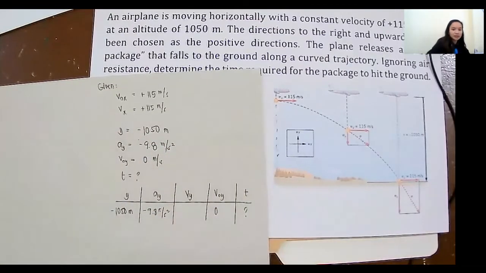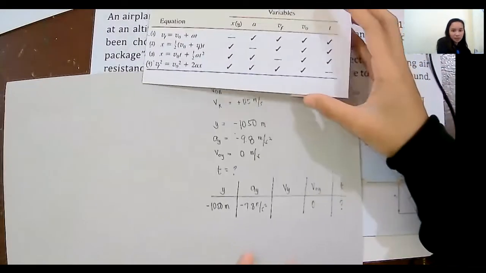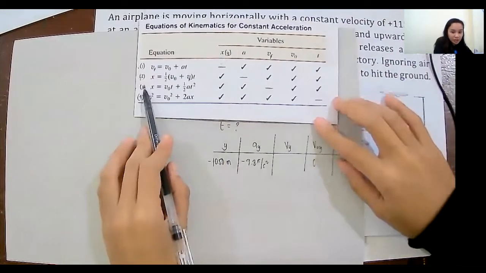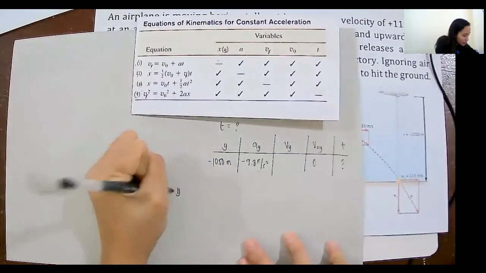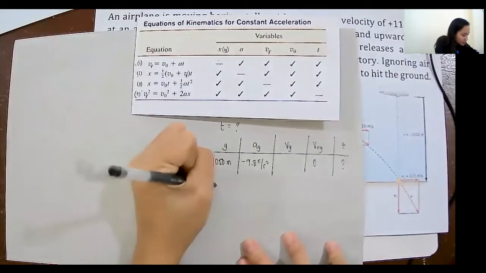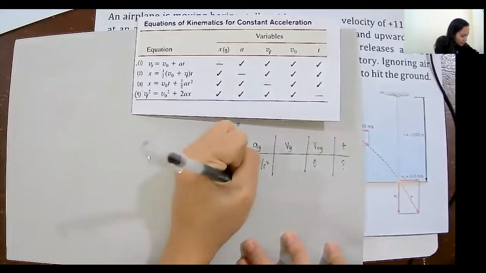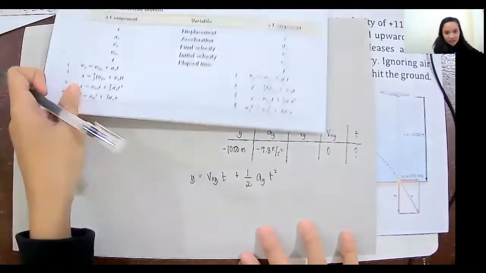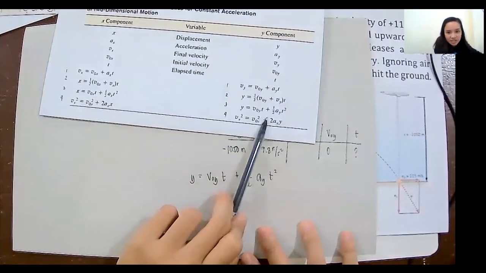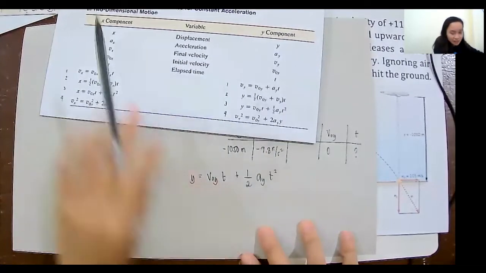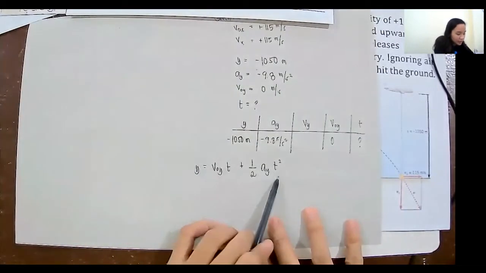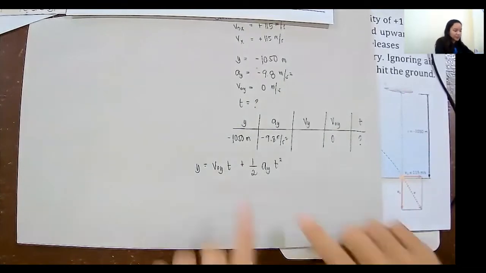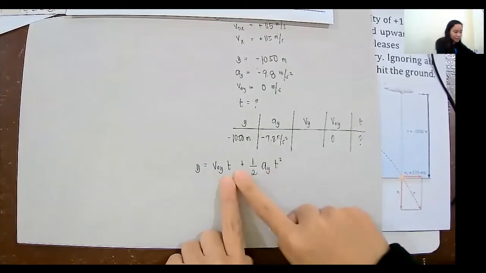So, hahanapin natin sa table kung saan yung appropriate equation to be used to solve this problem. So, we have here equation number 3: y is equal to v not y times time plus 1/2 ay t squared. Okay, so ayan siya. I wrote it this way kasi with respect to y yung component natin. Since time yung hahanapin, we have to transpose our equation. So in this case, dalawa yung t natin. So we have here t and then t squared.